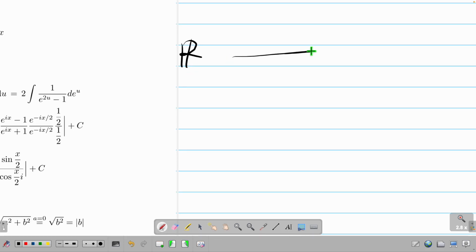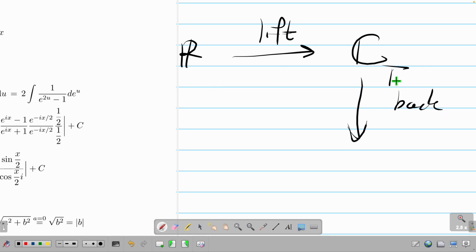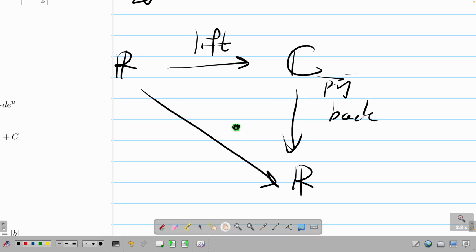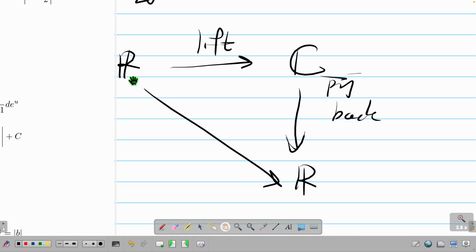And this idea, I lift from R, so it says lift or extend, and then I go back. Actually, it's called projection. So the idea is what? This figure is called a commutative diagram. But anyway, this means if I have an integration using those sine and cosine, what I want is a solution here.